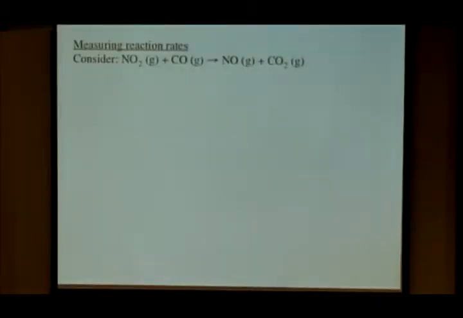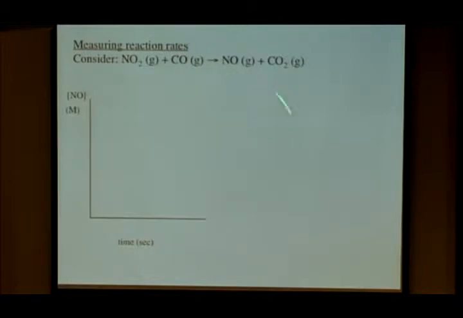So now chemistry is an experimental science, and so a lot of kinetics are involved with measuring the rates of reactions. So let's talk about how one might measure the rate of a reaction. So here's a particular reaction. We have NO2 plus carbon monoxide going to NO plus carbon dioxide. And one could measure the rate of decrease of the reactants or the amount of increase of the products.